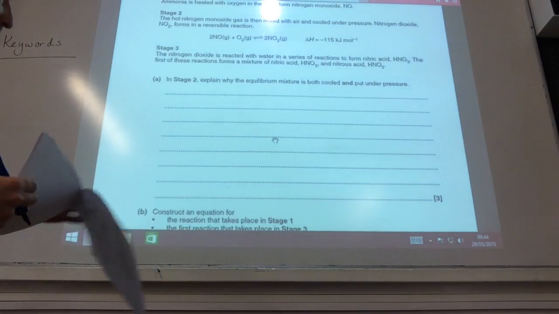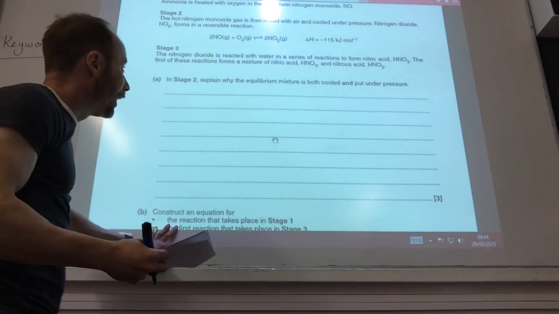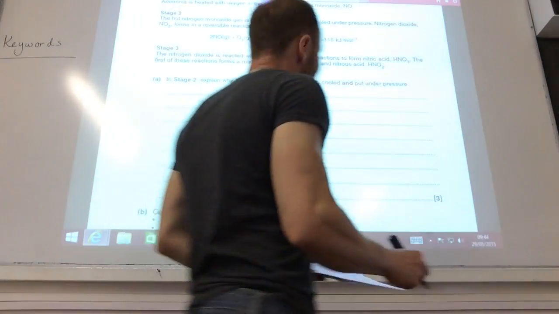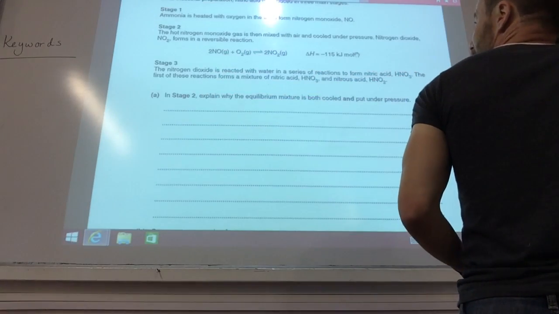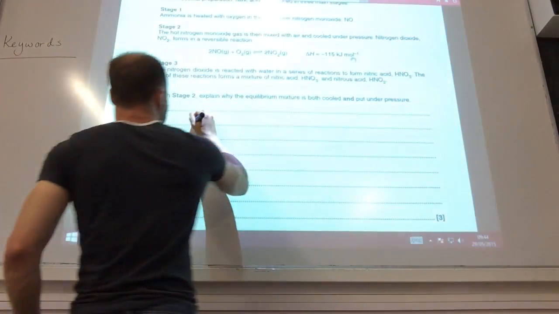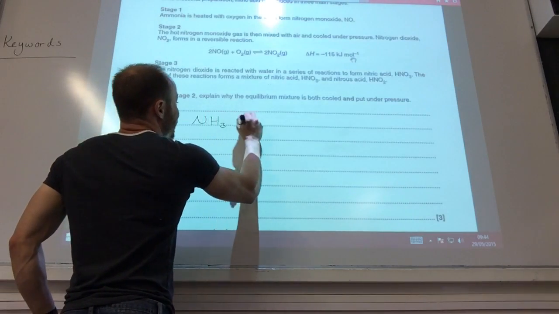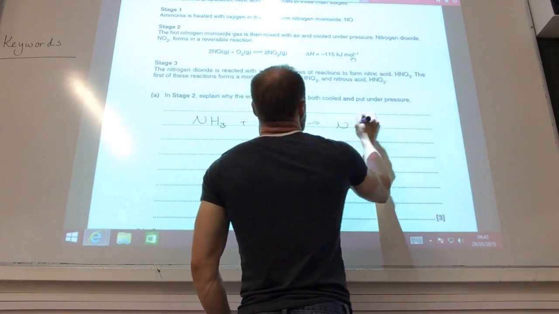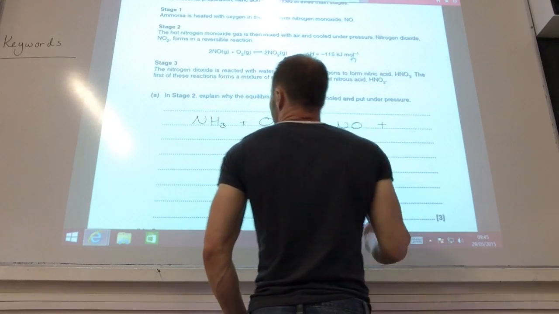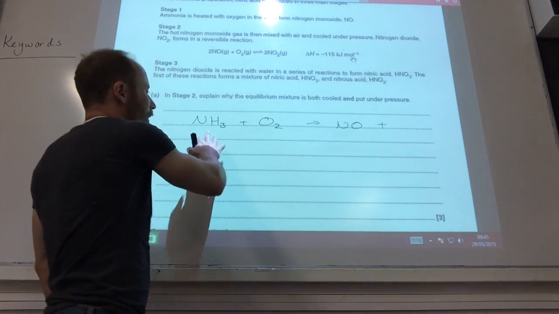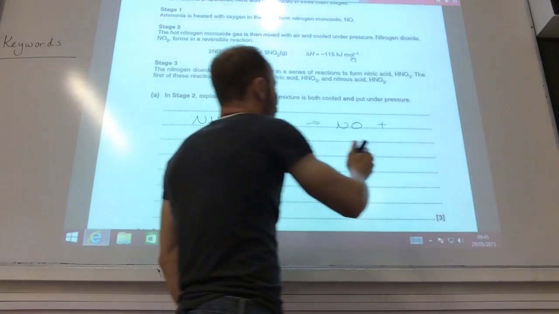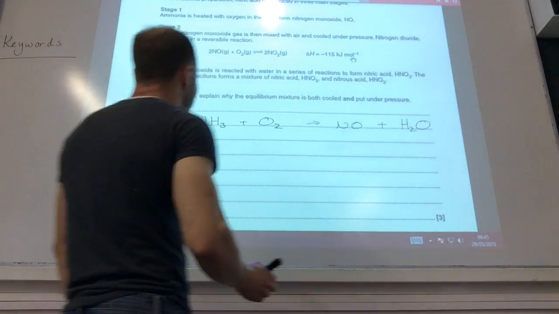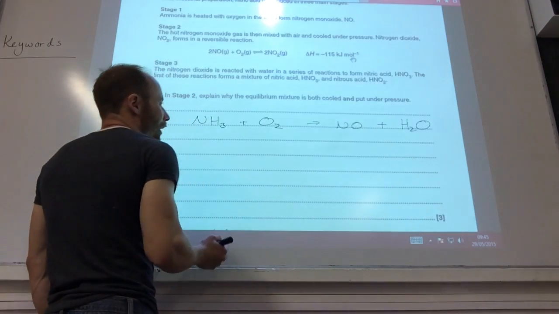Right, in the next question, down here, but it's useful to have this up, it says construct an equation for the reaction in stage 1. So let's have a look. Stage 1, ammonia is heated with oxygen to form nitrogen monoxide. Okay, and I've got hydrogen still around here, so I'm likely to also make some water. Okay, I now need to balance this.